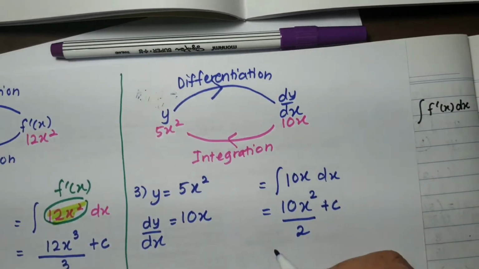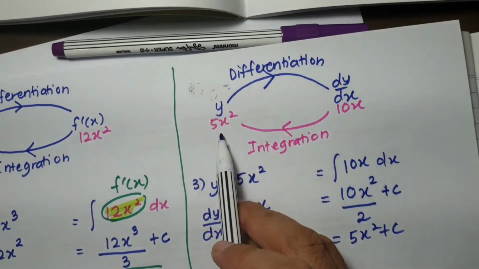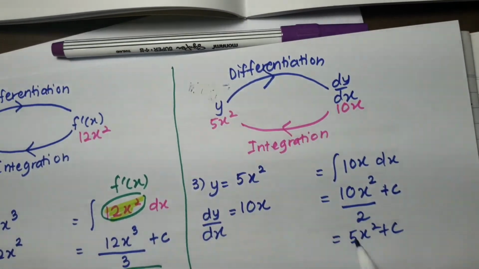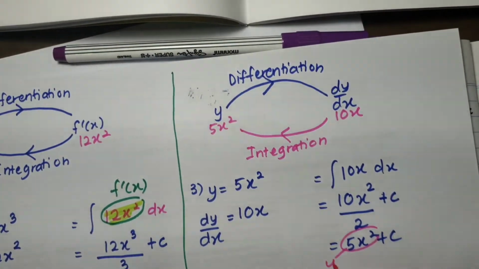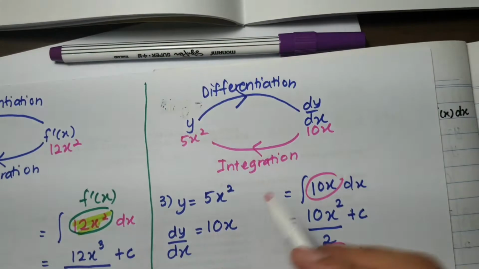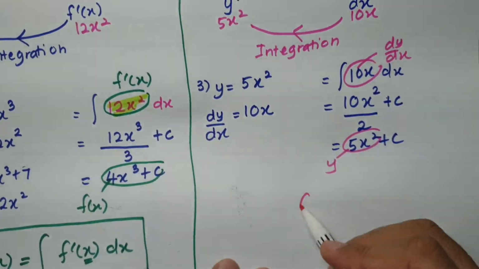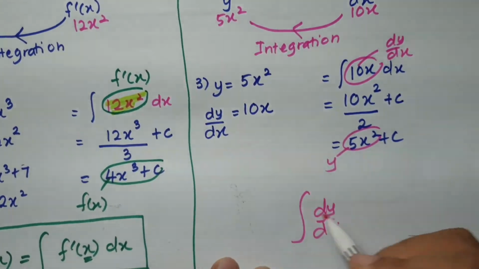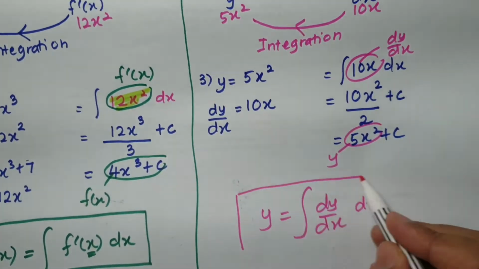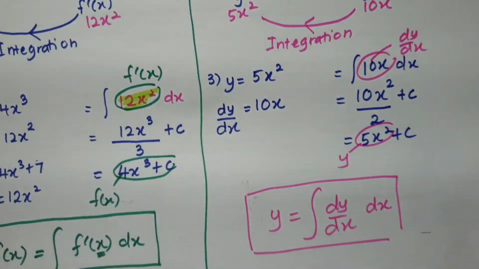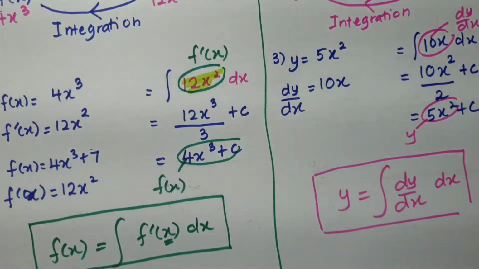Alright, so now 10 divided by 2 becomes 5x squared plus c. See? The answer is 5x squared, where this is actually your y. This is your y. Right, and this is your dy by dx. So we can make a conclusion. Integration of dy by dx, the result is y. And you integrate with respect to x. So we have this. Based on this concept, let's answer this question.